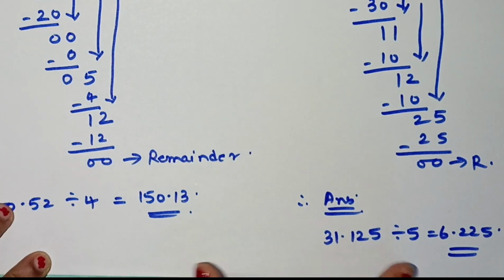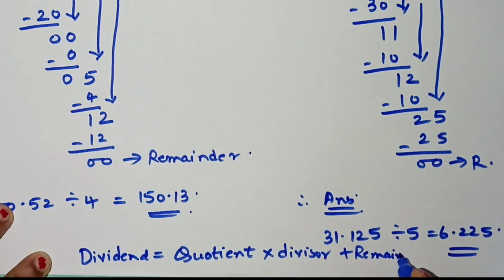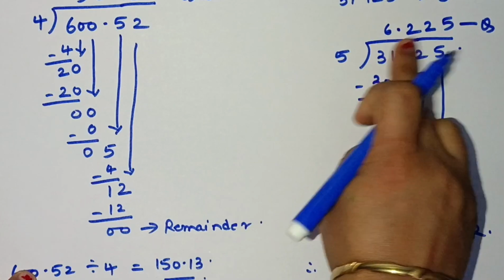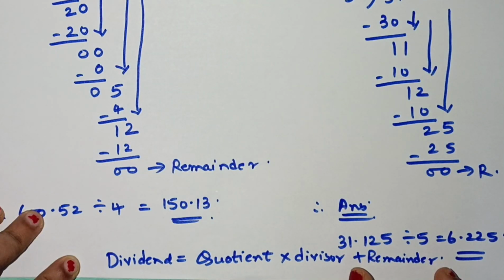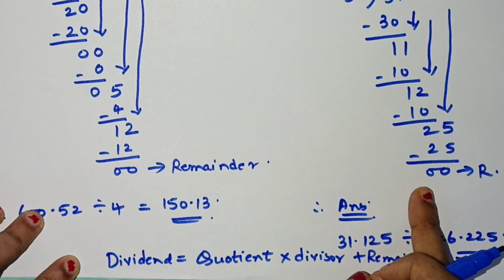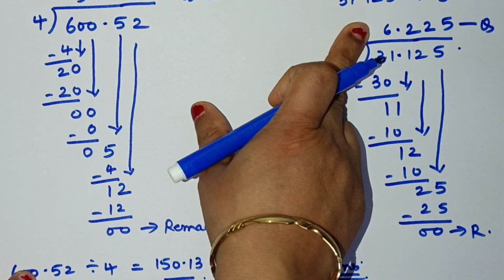As I said, you can recheck your answer to see whether it is correct or incorrect. So what is the formula I taught? Please tell me. Dividend is equal to quotient into divisor plus remainder. So the quotient you got is 6.225, into divisor, which is 5. Multiply these two and add the remainder, in case you have one. But here we have 0. So the right hand side answer you got should match your dividend, that is your left hand side. And once LHS is equal to RHS, it means your answer is correct.